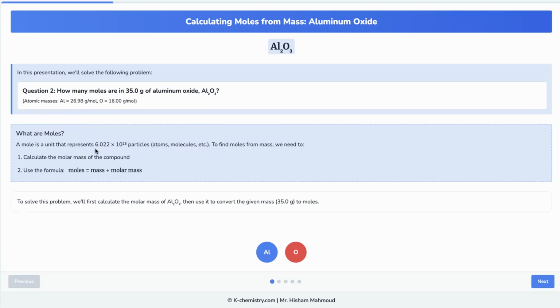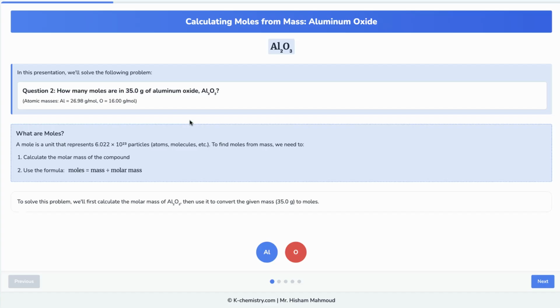A mole is a unit that represents 6.022 multiplied by 10 to the power of 23 particles. Particles can be atoms, molecules, etc. To find the moles from masses, we need to calculate the molar mass of the compound and use the formula: moles is equal to mass over molar mass.